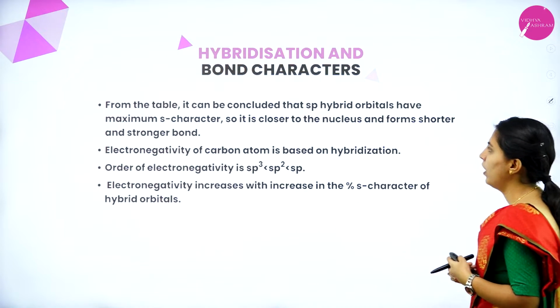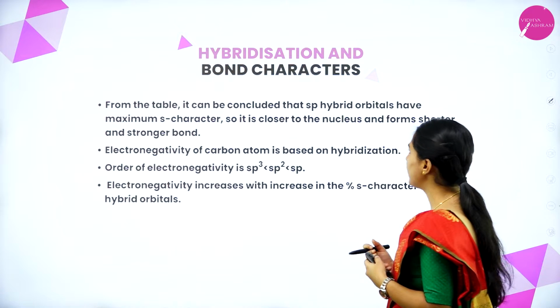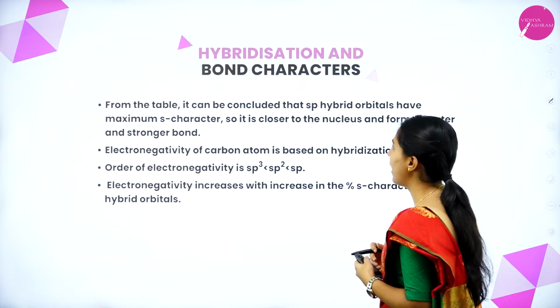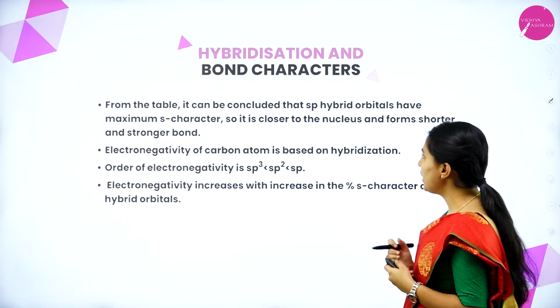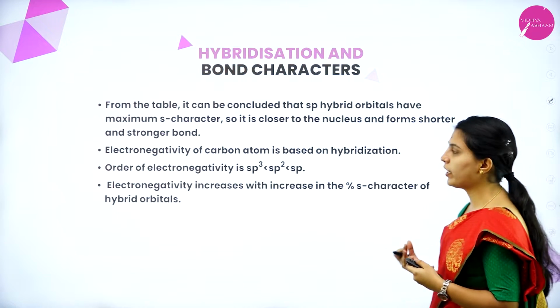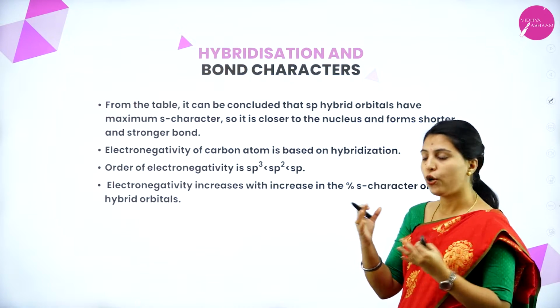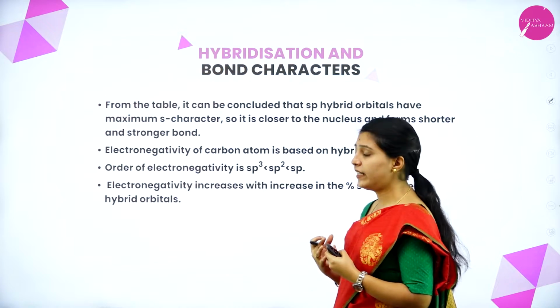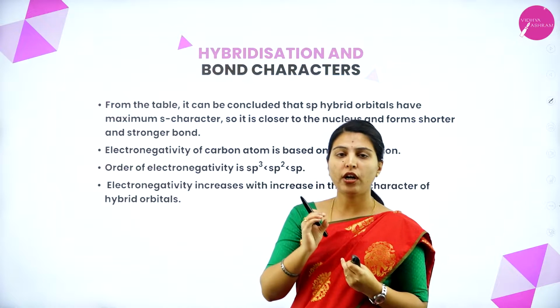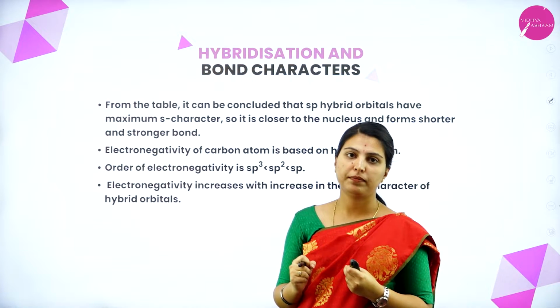Next, from the table it can be concluded that sp hybrid orbitals have maximum s character, so it is closer to the nucleus and forms a shorter and stronger bond. Yes, sp hybridization is close to the nucleus and that's why it will form a short and stronger bond.